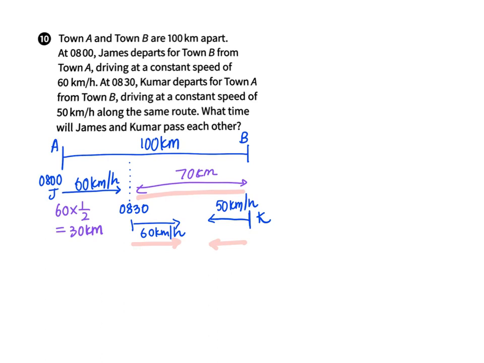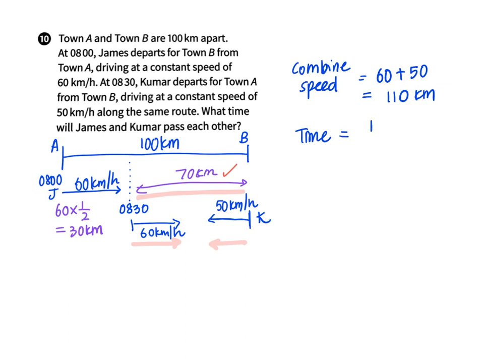So what is the combined speed at which they will meet? The combined speed for James and Kumar: within 1 hour, James will have traveled 60 kilometers and Kumar will have traveled 50 kilometers. So the combined speed is 110 kilometers per hour. If I want to find the time when they will meet each other, my remaining distance is 70 kilometers. Time taken is distance divided by speed. So the distance is 70 kilometers and the speed is 110 kilometers per hour.